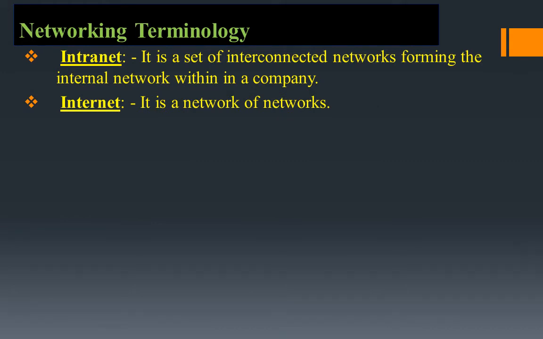Then second is internet. The internet is a network of networks. It consists of millions of small networks worldwide. It is publicly accessible and transmits data using the standard internet protocol.